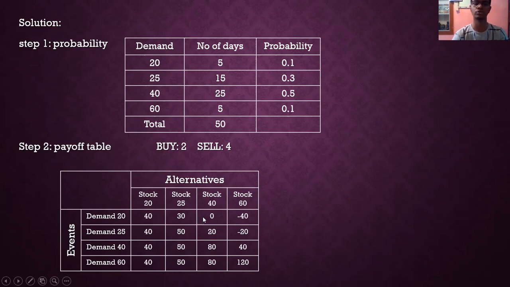So like this it goes. Now we have a stock of 40 and a demand of 20. So we have double the stock, but the demand is only half. What to do in this case? First, however much demand we have, we sell that. We have 20 demands, so the 20 demands we are selling. 20 into 2 is 40. That 40 we are writing here.